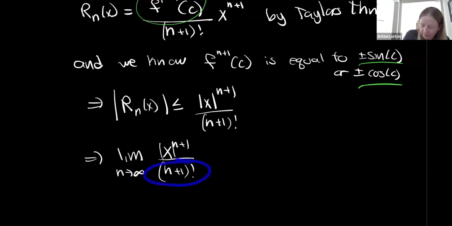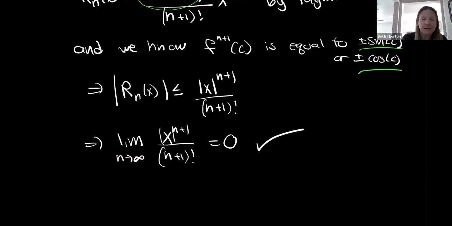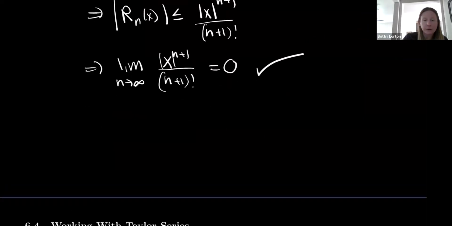As n goes to infinity, you get a number over a really large number. It goes to 0. Ta-da. So therefore, this Taylor series for sine of x does converge to sine of x. It converges to sine of x.